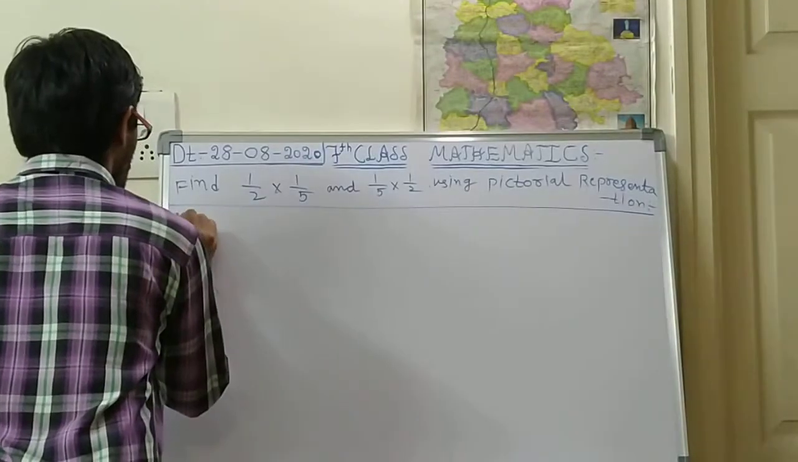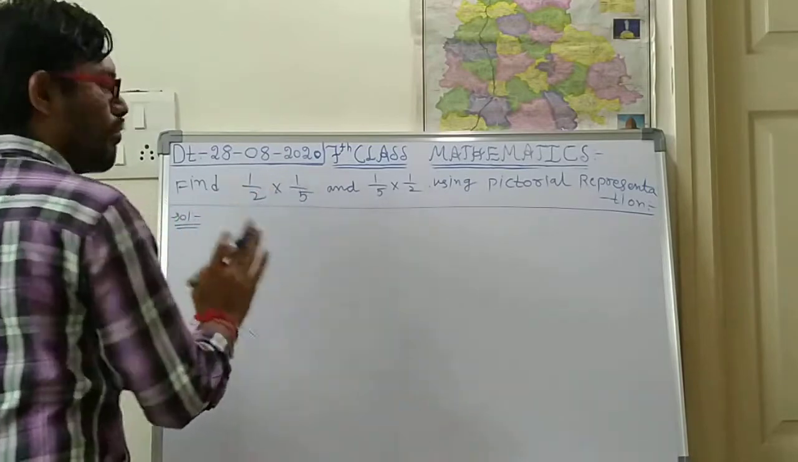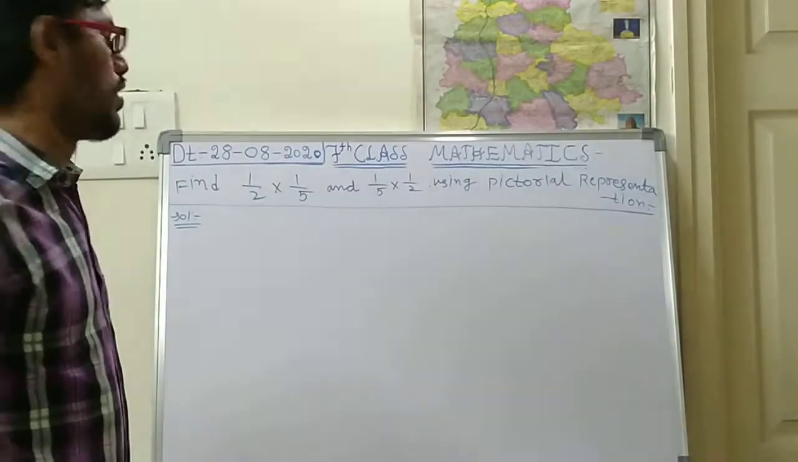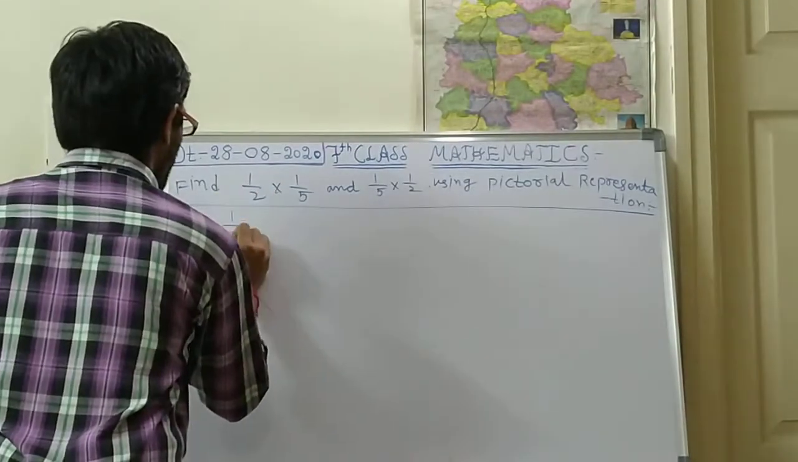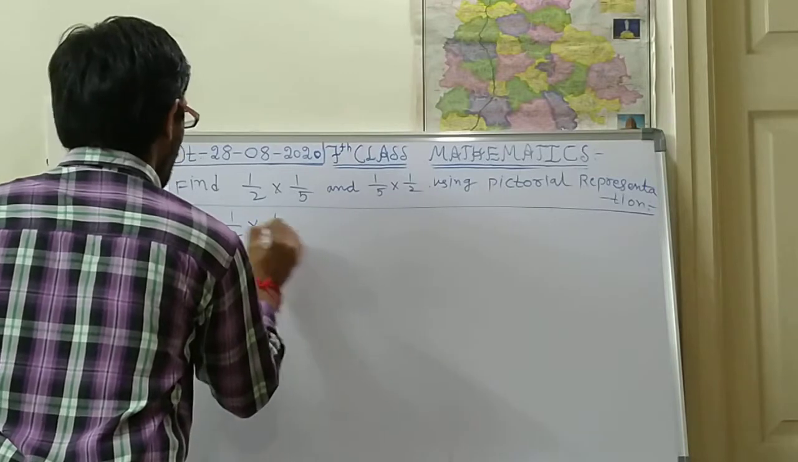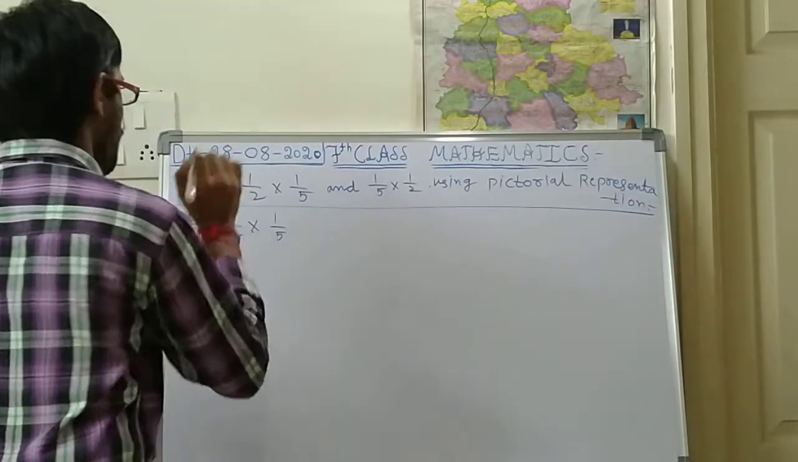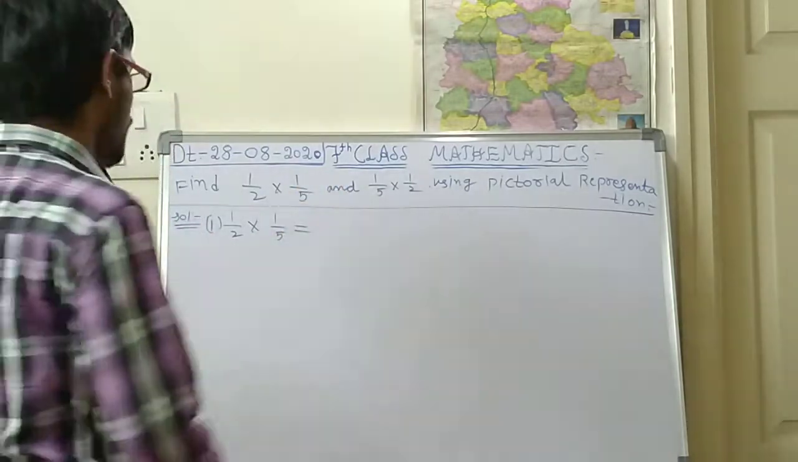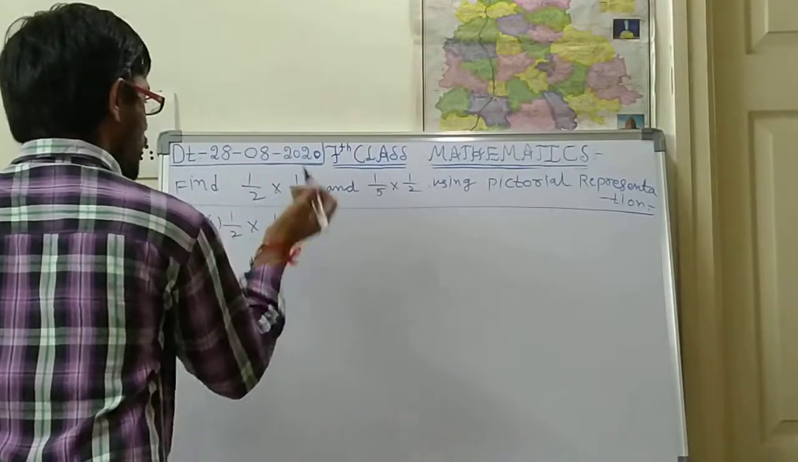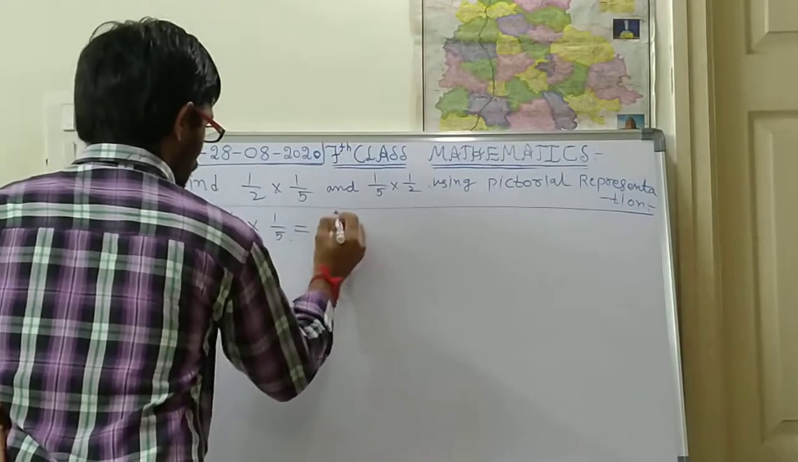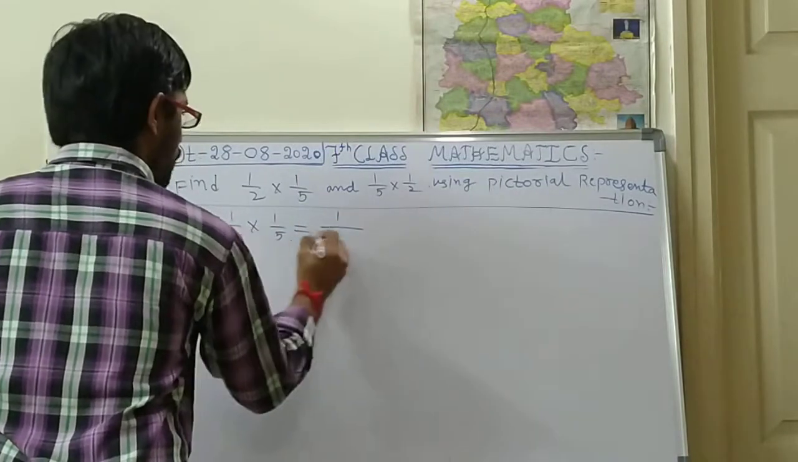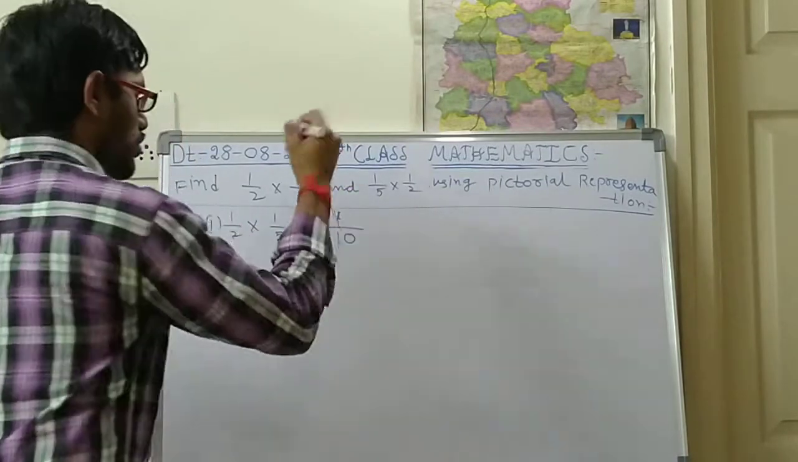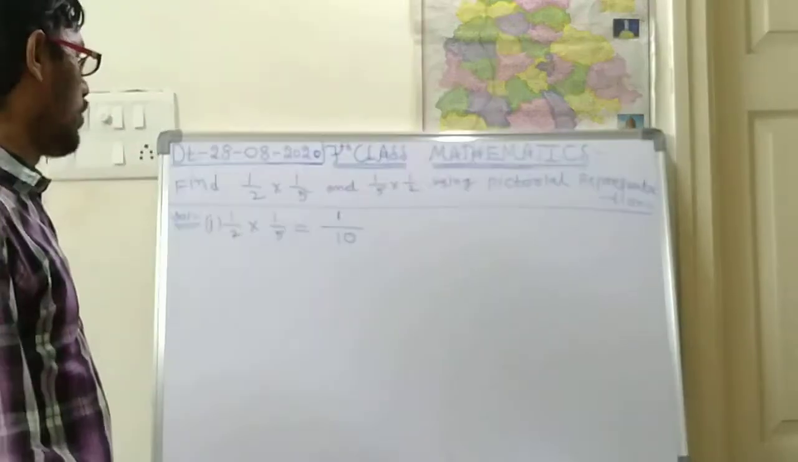So solution. First you do the solution manually. First find 1 by 2 into 1 by 5. So what is 1 by 2 into 1 by 5? Numerator into numerator, denominator into denominator. So 1 into 1 is 1, 2 into 5 is 10. So the answer is 1 by 10.